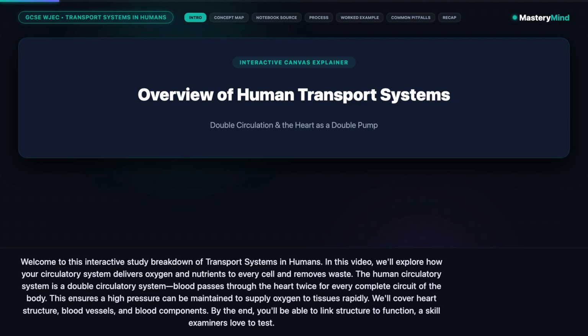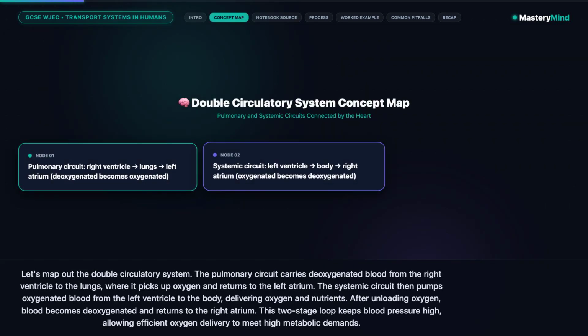We'll cover heart structure, blood vessels, and blood components. By the end, you'll be able to link structure to function, a skill examiners love to test. Let's map out the double circulatory system.